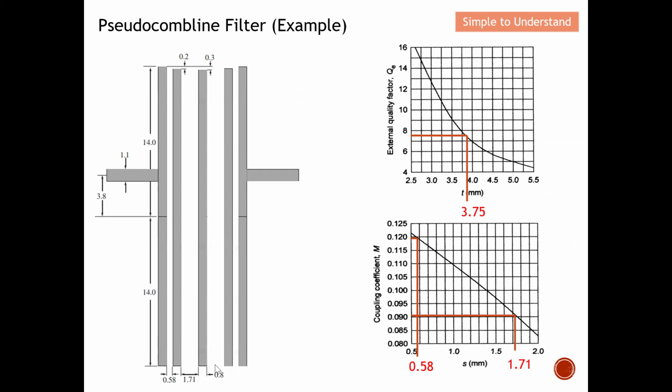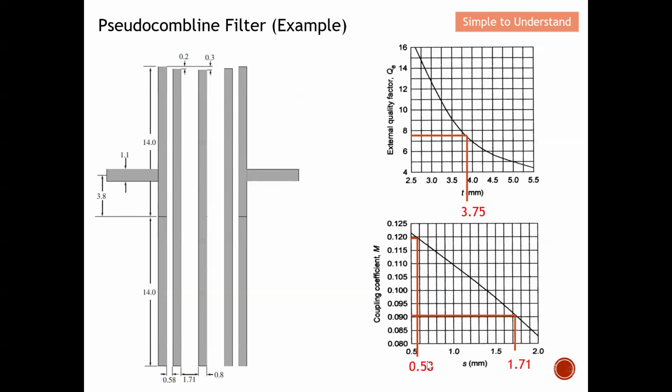With this, you can see that I have successfully designed the pseudo-combline filter. You just need to control a few parameters. Firstly, where will be the location of the input and also the output port? They are symmetric. From this graph here, you know the spacing with reference to the center line of this half wavelength resonator. Next, within the resonator, the spacing will be determined from this graph here.